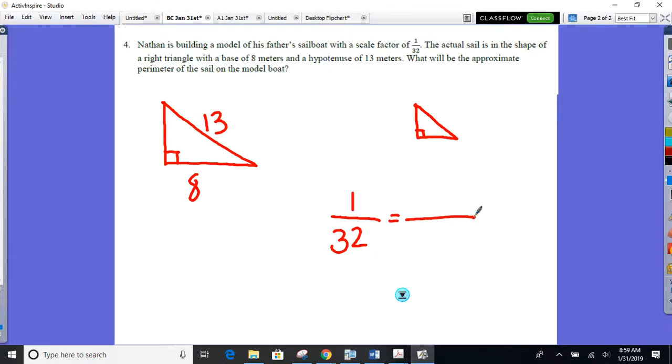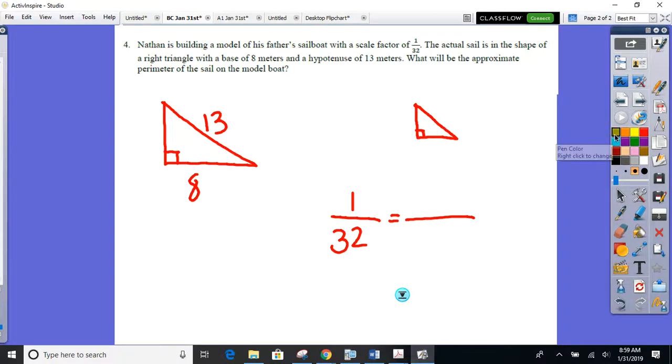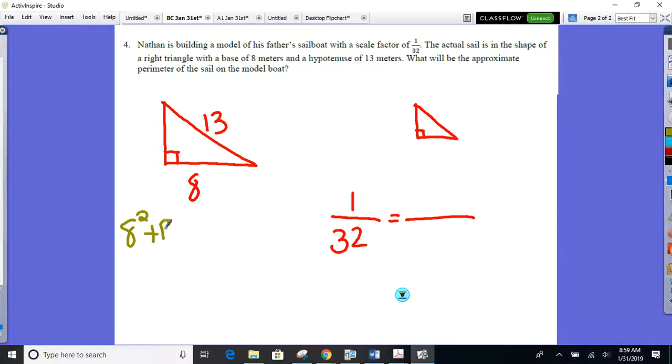You almost got it, right? I got 8, I got 13. How do I find the missing side? It's a right triangle. Let's get in this habit. It's a right triangle. They got 2 sides. Find the missing side. Pythagorean theorem. Here we go. You're going to need a calculator because it's not going to be a nice number. 8 squared plus b squared equals 13 squared.